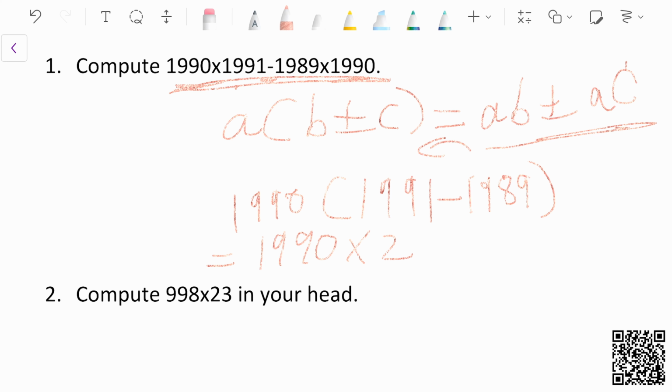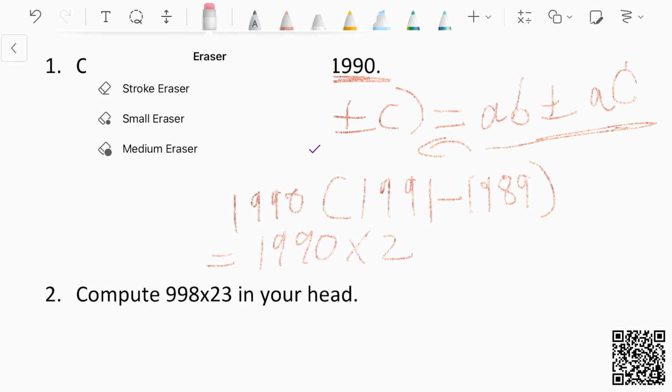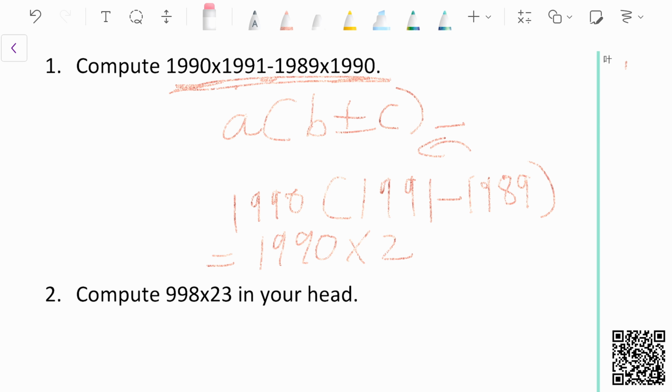But this one is also kind of hard to solve if you don't use the standard algorithm. So let me just real quick get rid of this. So you can also solve it as 1990 could be 2000, because it's very close to 2000, subtract 10, times 2.